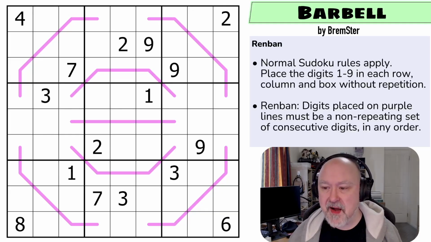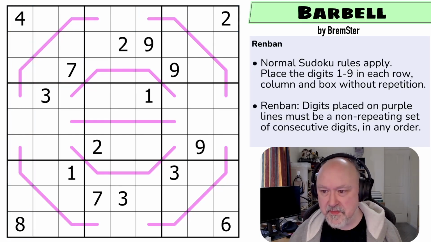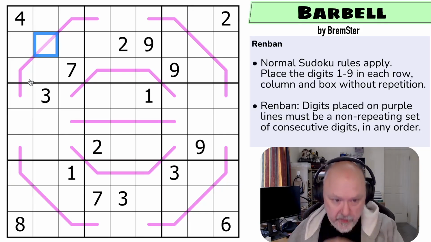So this is Barbell by BremSter, a Renban puzzle. Let's go through the rules. Normal Sudoku rules apply, so in every box, in every row, and in every column, the digits 1 to 9 must be placed without repetition. And in Renban, digits placed on purple lines must be a non-repeating set of consecutive digits in any order. So what does that mean?